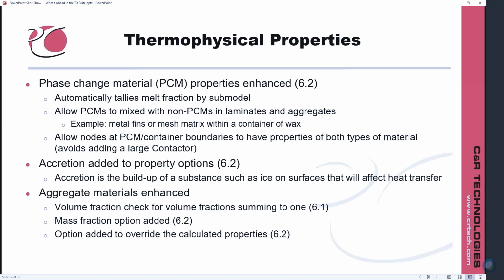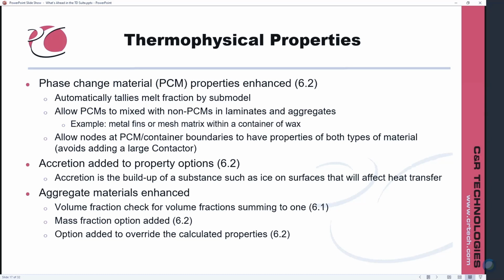We've added in property options for accretion, where accretion is the buildup of a substance such as ice on surfaces that will affect the heat transfer. We've had the recession feature, so this is simply recession in reverse, where recession is you have a material that when that heat is added, it loses mass and reduces in size. So this is just the opposite. You're actually building up on the surface.